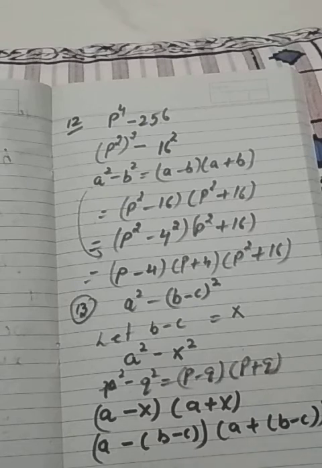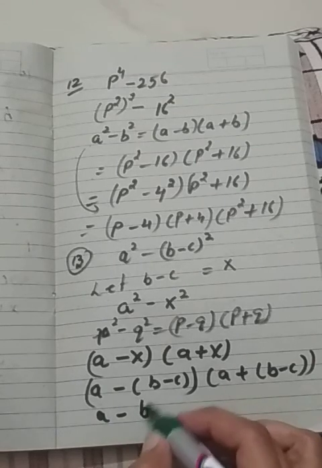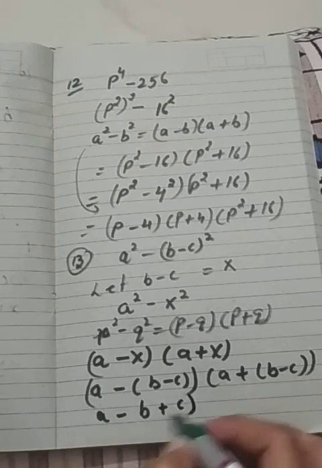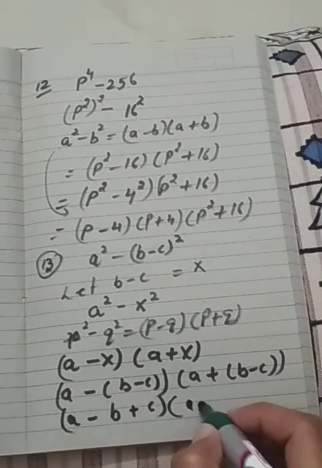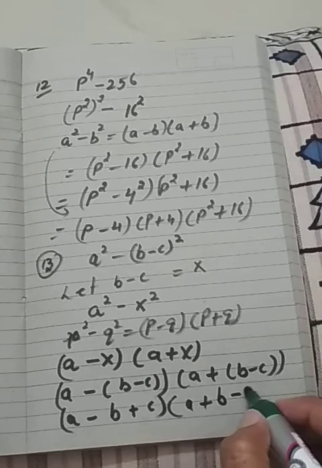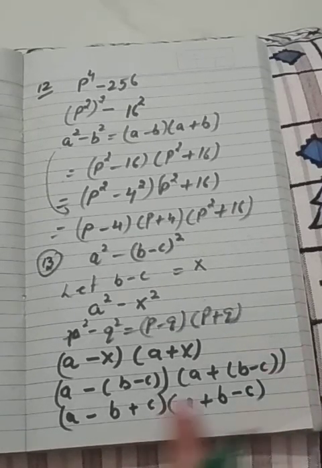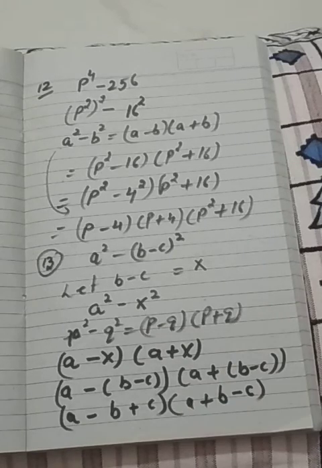Now open the braces. Outside in the braces there is a negative sign, so internal signs are changed. B has a negative sign and C has a positive sign. After that, A plus, in the outside of braces there is a positive sign, and so internal signs are not changed. Now this one is the answer of the 13th part, and the remaining sum we will do in the next video. Thank you.